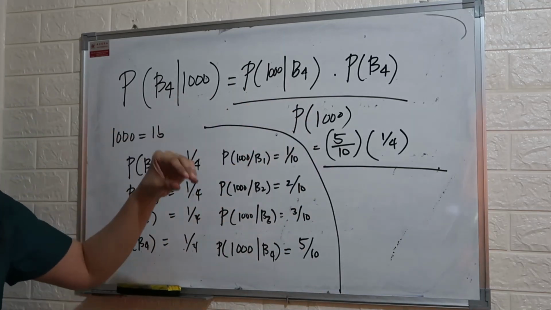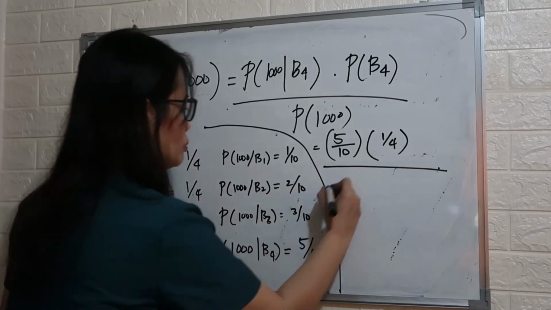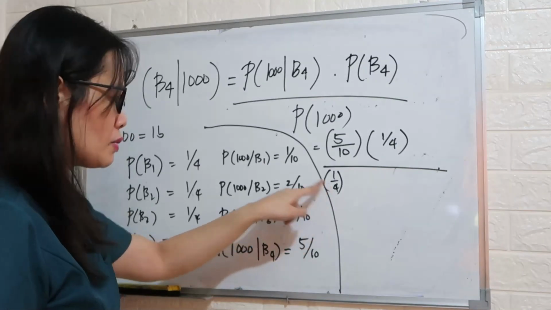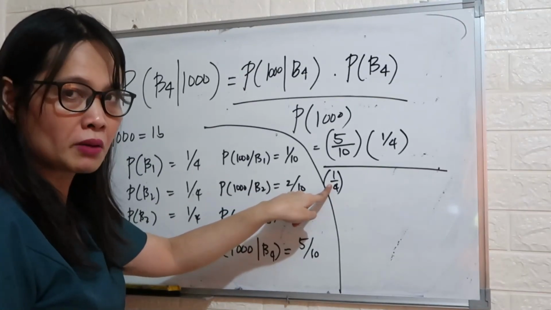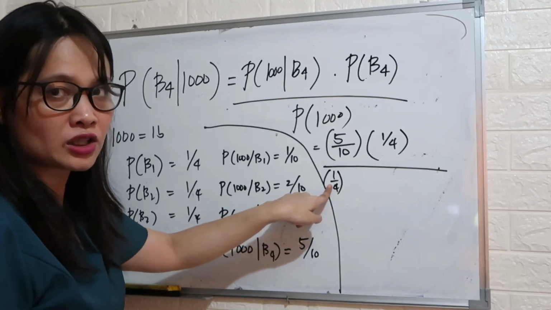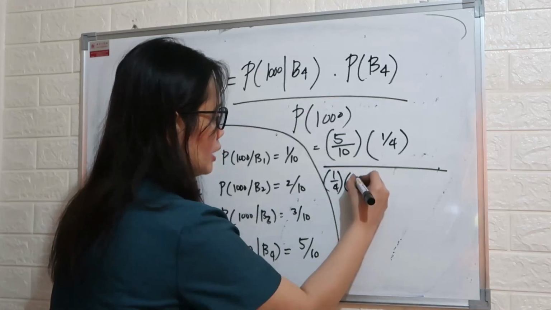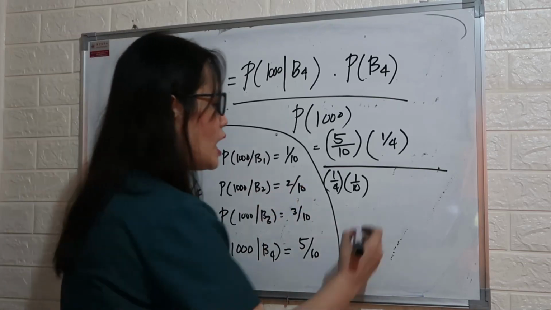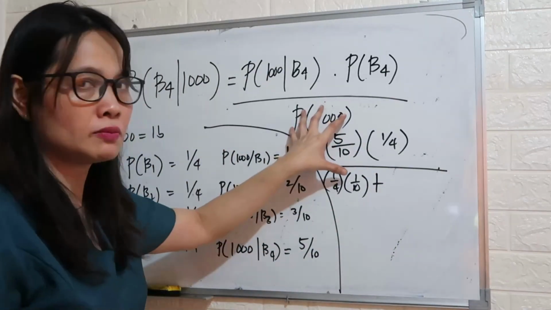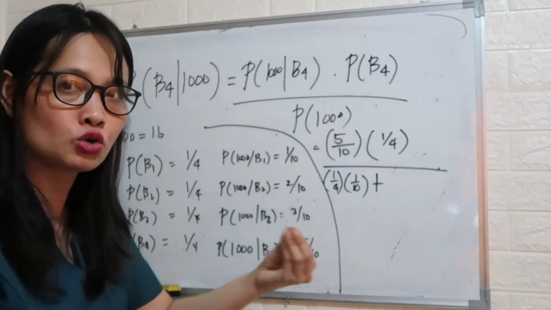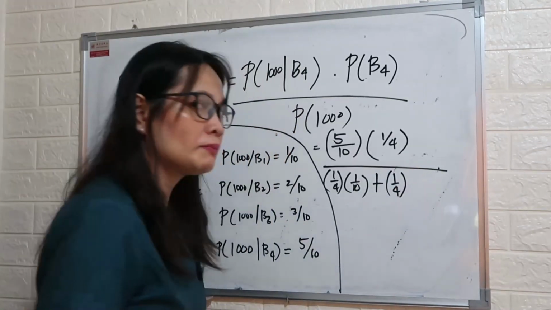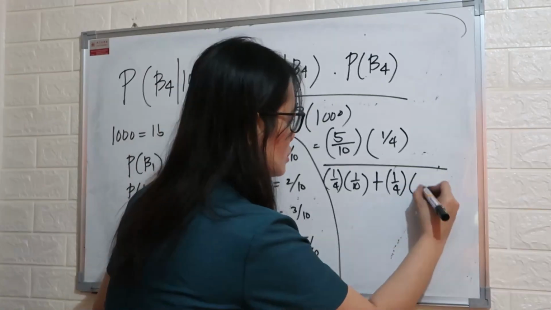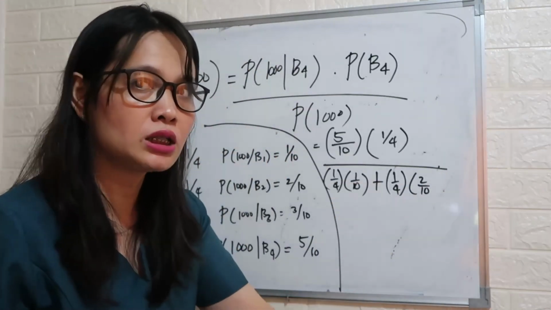So let's start with box number 1. The probability of choosing box 1 is 1/4. And the probability that in box 1 you select a 1,000 bill is 1 over 10, because there is 1 1,000 bill out of 10 bills in box 1. Plus, this time, the 1,000 bill is in box 2. The probability of choosing box 2 is still 1/4, multiplied by the probability of choosing a 1,000 in box 2, which is 2/10.